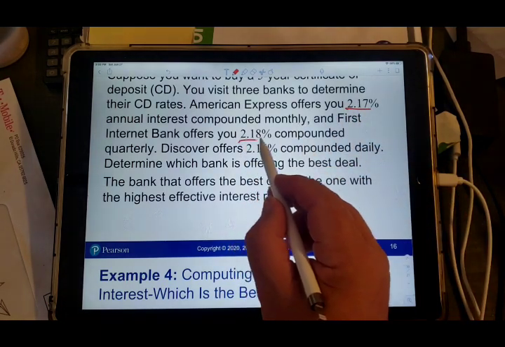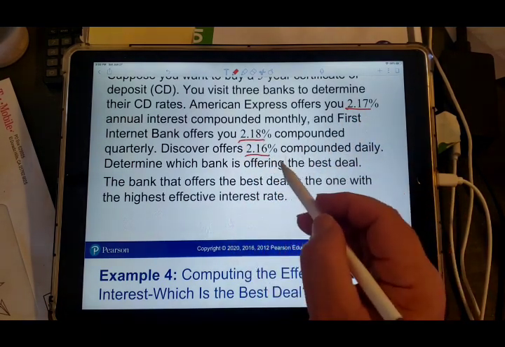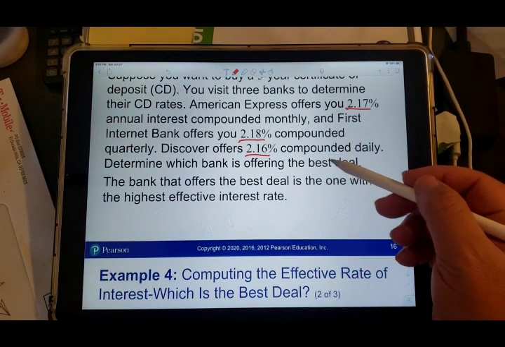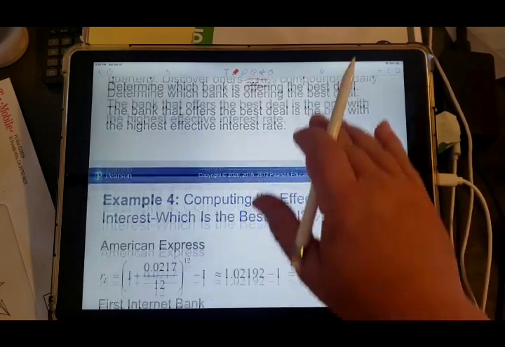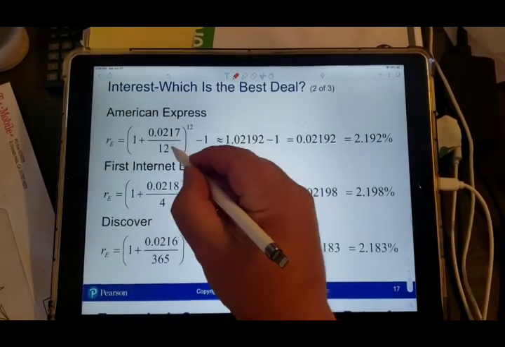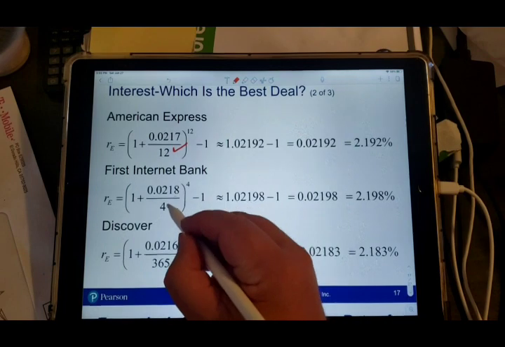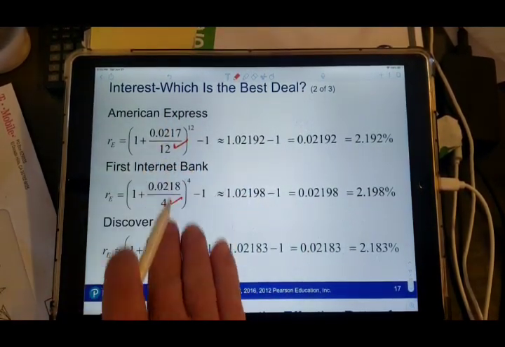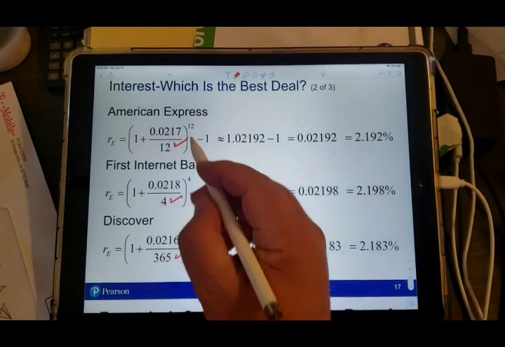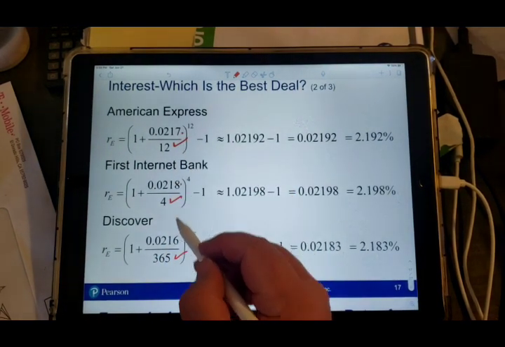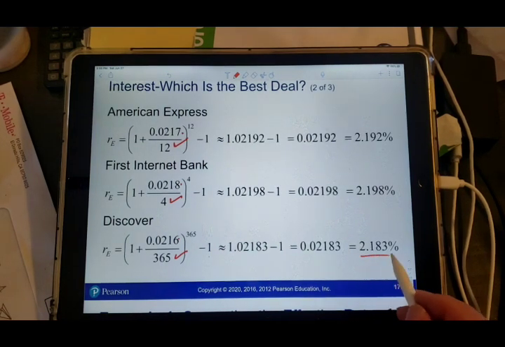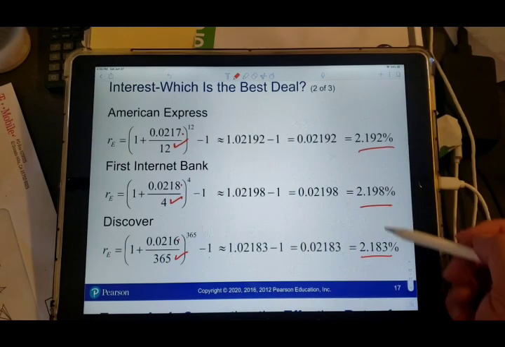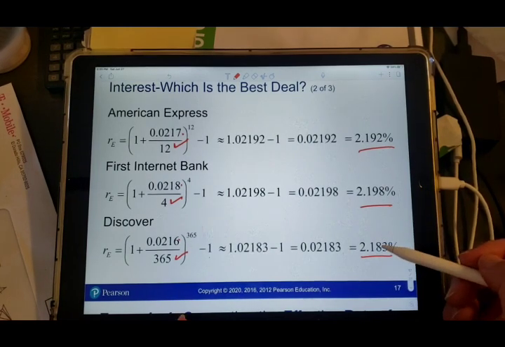how do these nominal interest rates, as they sometimes call them, compare when one's compounded monthly, one's compounded quarterly, one's compounded daily. So compounded monthly, compounded quarterly, compounded daily. And that's really the only difference in all of these. Just substitute those in with the percentage rate as a decimal that they gave you each time. And now we're comparing real interest rates. The larger one is going to be the better deal.